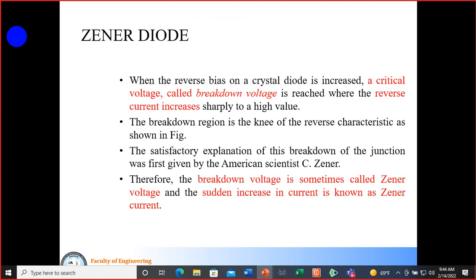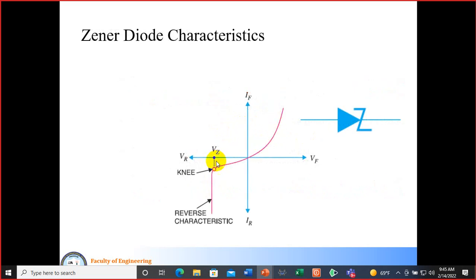When the reverse bias on a crystal diode is increased, a critical voltage called breakdown voltage is reached where the reverse current increases sharply to a high value. That's something we know from the diode VI characteristic curve, right? Now, the breakdown region is the knee of the reverse characteristic as shown in the figure. Look at over here. This is the knee, as shown in this figure.